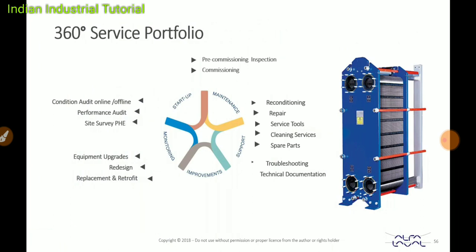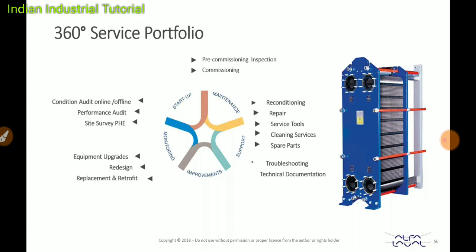Alfa Laval is having a 360 service portfolio. 360 means when we are giving equipment, since the beginning we are with you, like pre-commissioning inspection, then commissioning, then reconditioning, repair, it is in maintenance, and service tool, proper service tool, cleaning services, chemicals, what we are supplying as a cleaning chemical, spare part. Then support for troubleshooting, technical documentation, improvement of equipment like redesigning, replacement, retrofit, equipment upgrade.